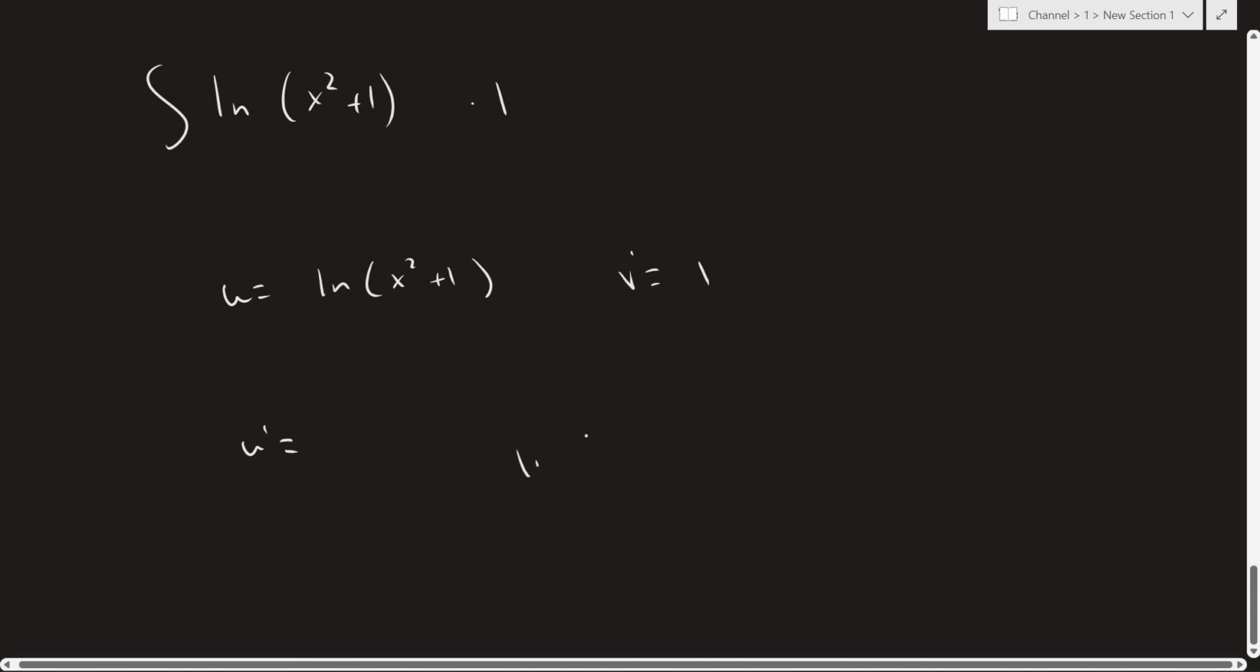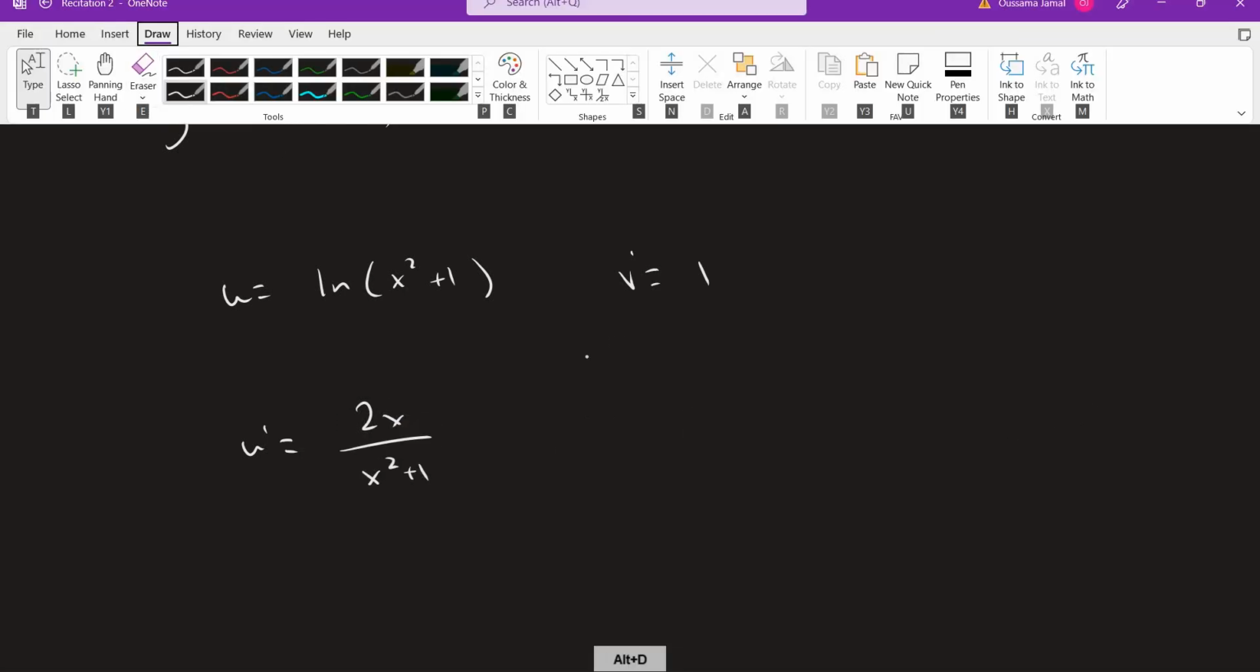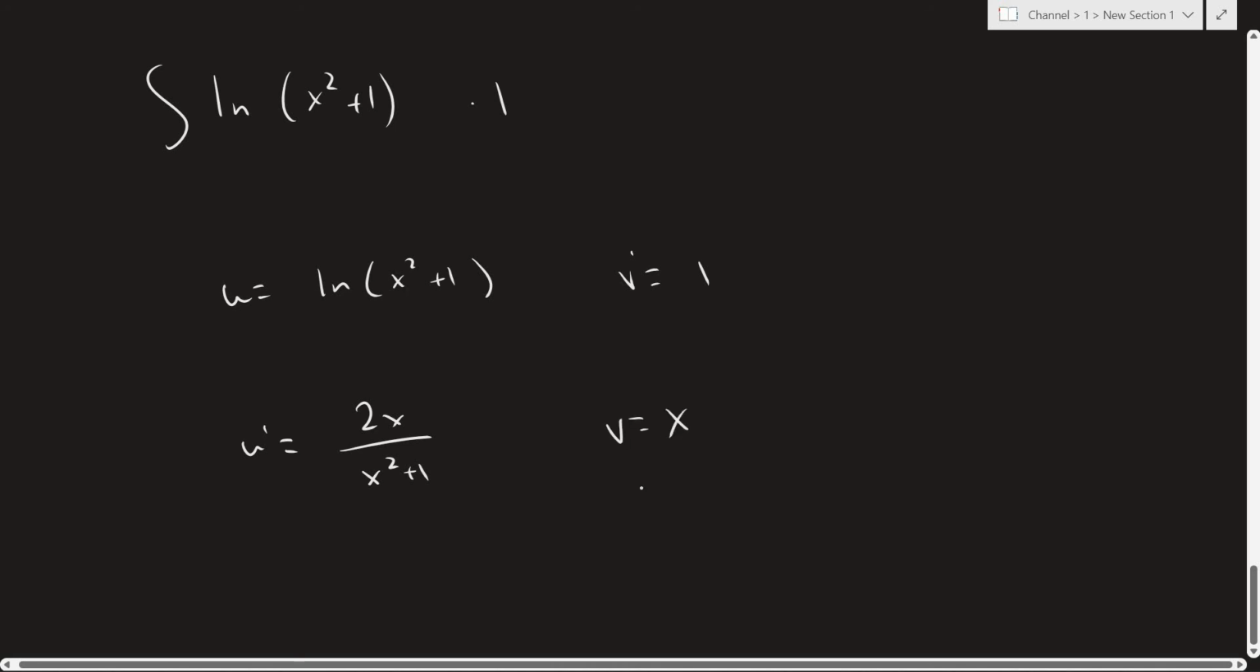The derivative: we know that the derivative of ln of f of x, whatever is inside, is f prime of x over f of x. So what's going to happen is the derivative is 2x over x squared plus 1. All right, so let's rewrite it here. And v prime, the integration will simply be x.